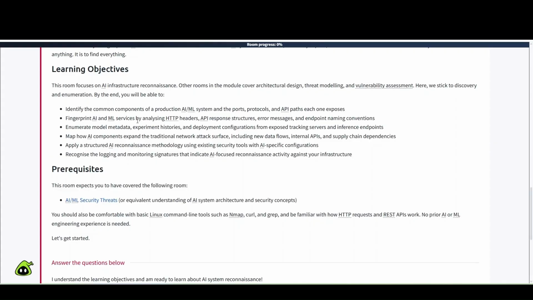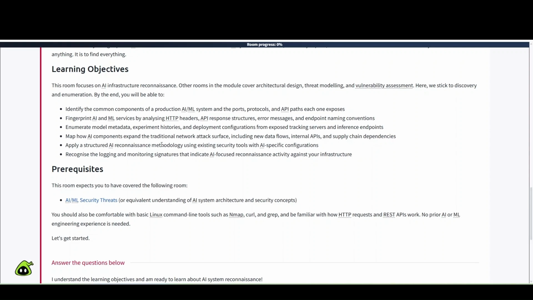Fingerprint AI and ML services by analyzing HTTP headers, API response structures, error messages, and endpoint naming conventions. Enumerate model metadata, experiment histories, and deployment configurations from exposed tracking servers and inference endpoints. Map how AI components expand the traditional network attack surface, including new data flows, internal APIs, and supply chain dependencies.